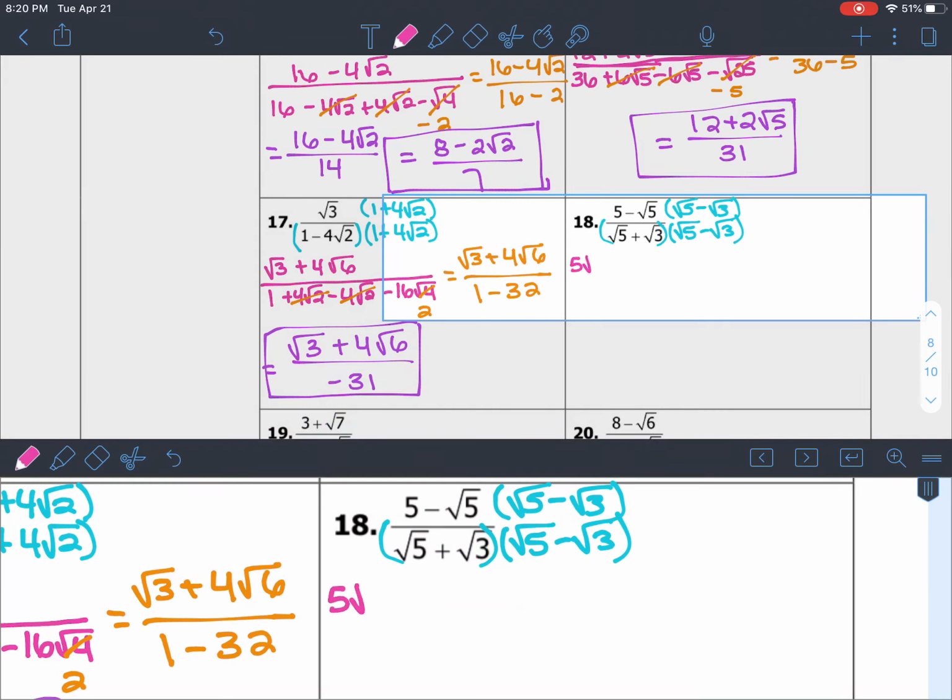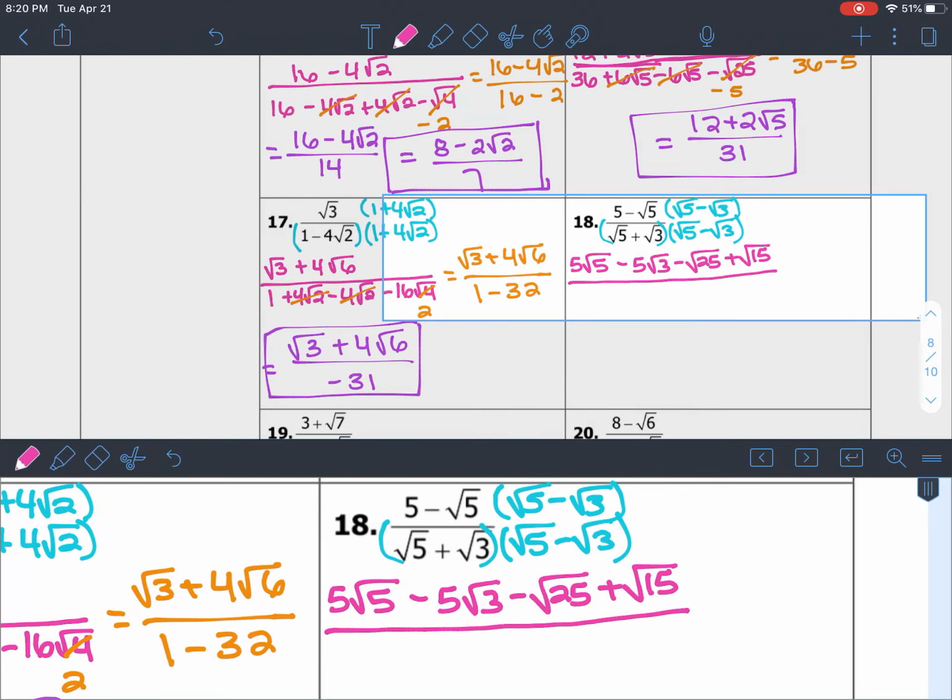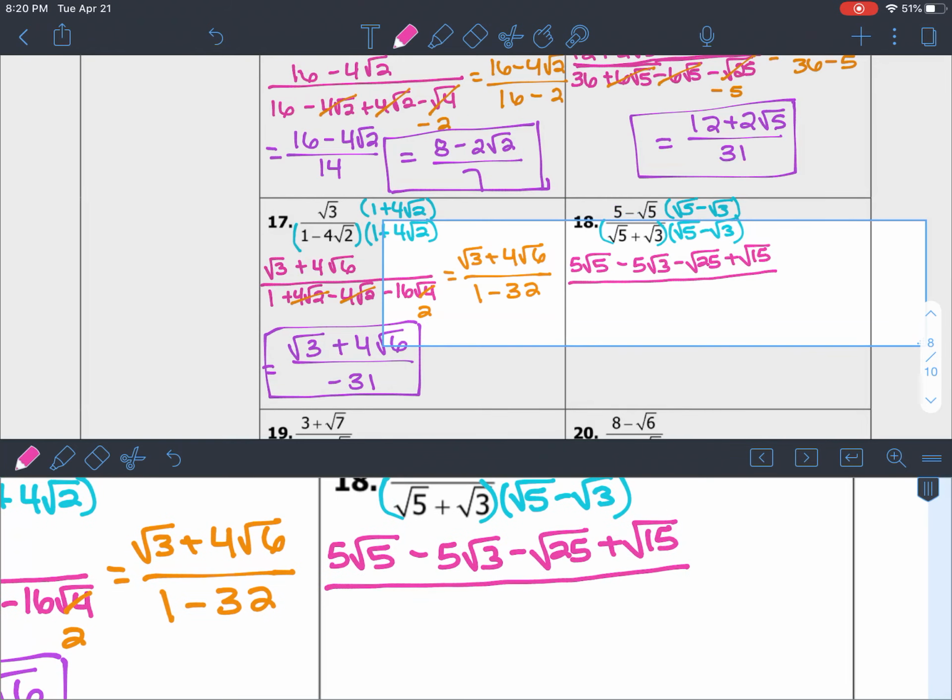I'm going to carry out that multiplication, and on the top I'm going to have 5 the square root of 5 minus 5 the square root of 3 minus the square root of 25 plus the square root of 15, all over the square root of 25 minus the square root of 15 plus the square root of 15 minus the square root of 9. And then I begin my simplification.